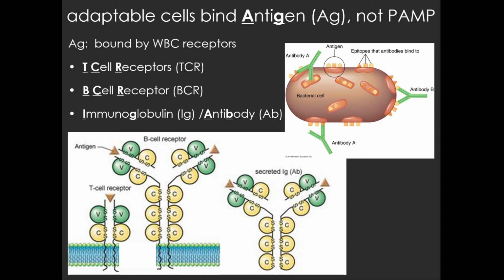PAMP is a generalized molecule like peptidoglycan, which is found in lots of different kinds of bacteria. So we're not talking about PAMP, we're talking about antigen, a particular molecule on the surface of a particular microorganism that can be bound and recognized by a T cell receptor, a B cell receptor, or a secreted immunoglobulin or antibody. So in the previous lecture, we talked primarily about these antibodies here, antibodies that are secreted from an activated B cell that has become a plasma cell.